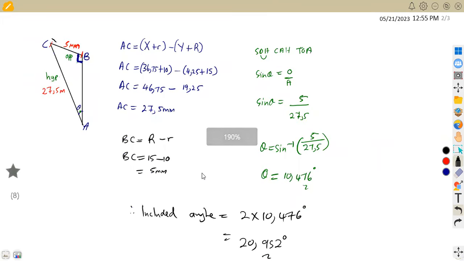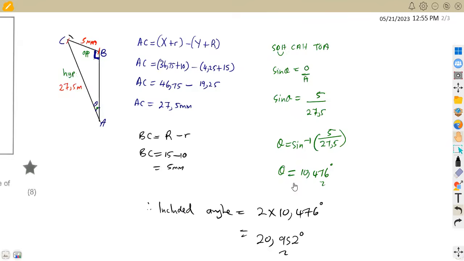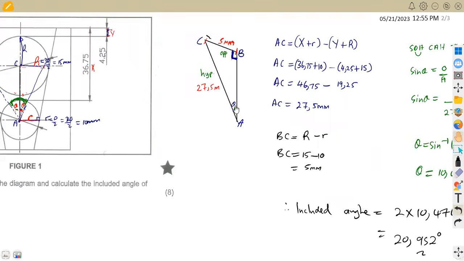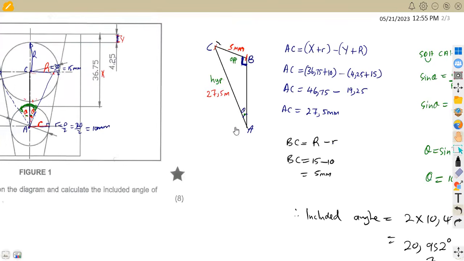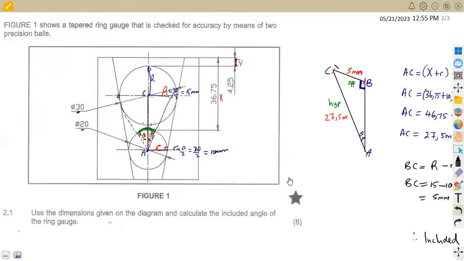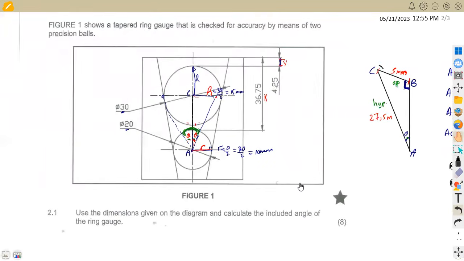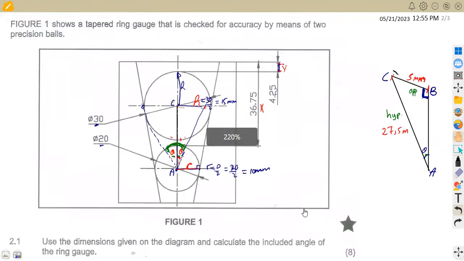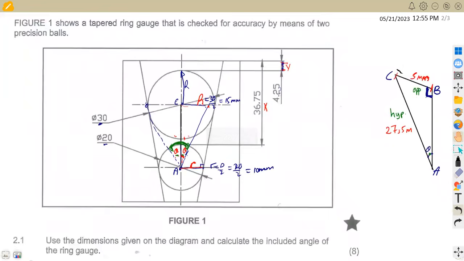These are the stages that you use to calculate the included angle whenever you are given a tapered ring gauge like that. This is the sketch that you can use and the formulas that you are supposed to apply. Okay, I think this is direct. You just need to know your formulas and how to apply them like this one.